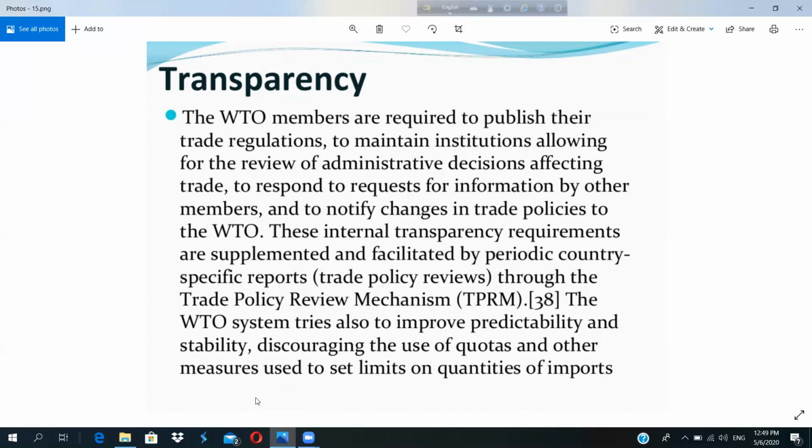So transparency means the trade-related policies, rules, and regulations should be opened up for other member countries so that they can predict or analyze the business rules and regulations. It also discourages quotas or other barriers that are set by member countries that also restrict international trade.